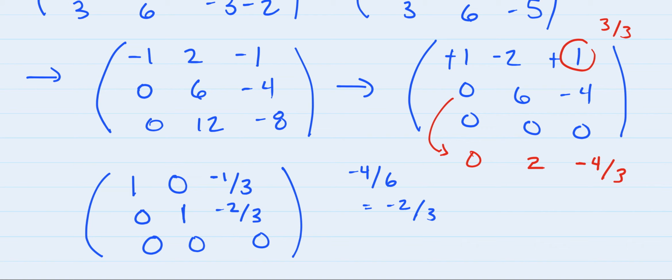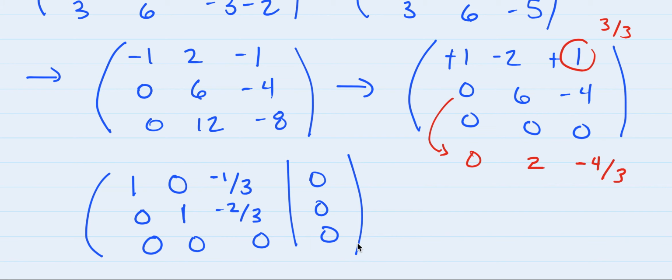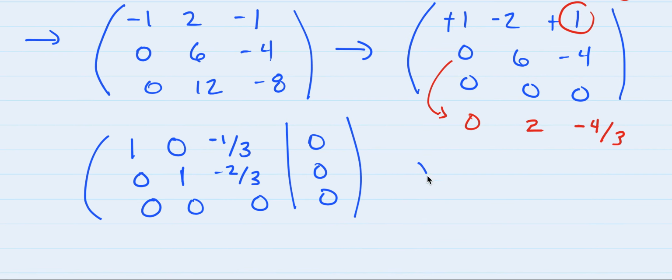Okay, now we have this matrix in reduced row echelon form, so we can draw a line here and put 0, 0, 0 to find the null space. We can see that x1 is 1/3 x3 and x2 is 2/3 x3. And from there we have that... I just want to make sure I didn't make a mistake.